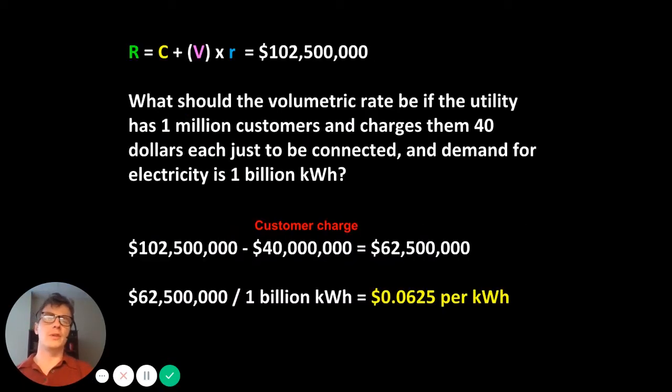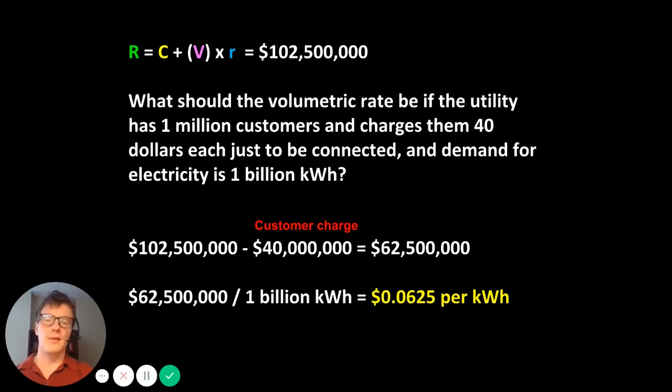So what should the volumetric charge be if the utility has 1 million customers and charges them $40 each just to be connected, and demand for electricity is 1 billion kilowatt hours? We can assume that the utility is going to collect $40 million through the customer charge on electricity bills over the course of the year. Every customer, just for the privilege of being connected to the grid, pays $40 per year, and we have 1 million customers. So that generates $40 million worth of revenue for the utility.